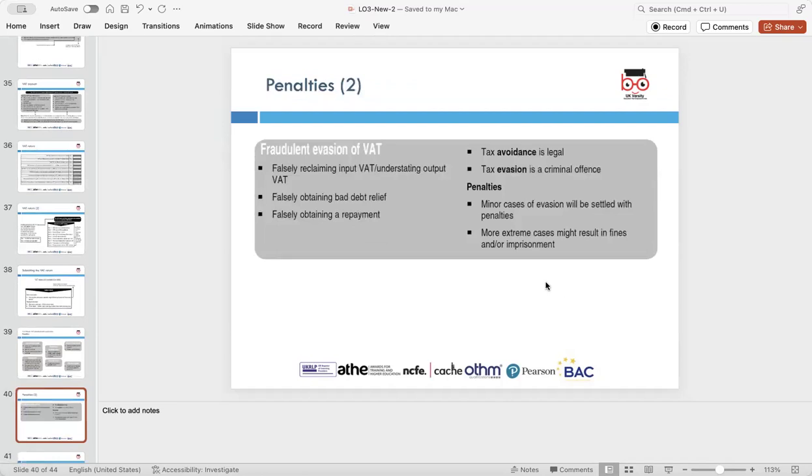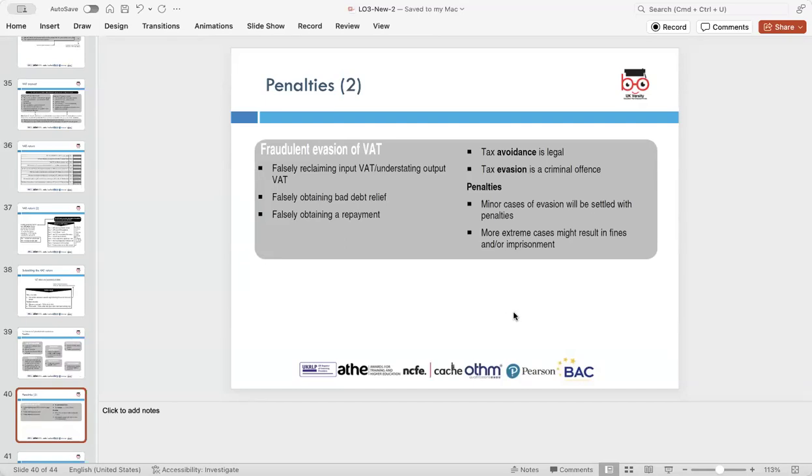Fraud, evasion of VAT and penalties. Understanding the consequences of fraudulent behavior related to VAT is important for businesses to maintain integrity and compliance. Fraudulent evasion related to VAT includes falsely reclaiming input VAT or understating output VAT, as well as falsely obtaining bad debt relief on repayments. Engaging in such behavior is illegal and can lead to severe penalties.